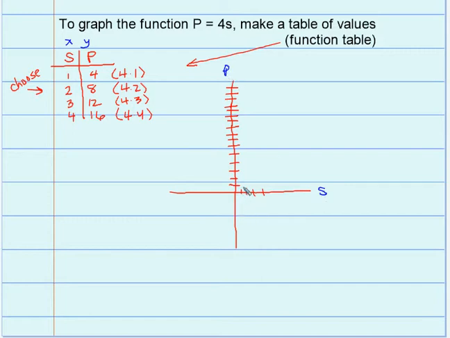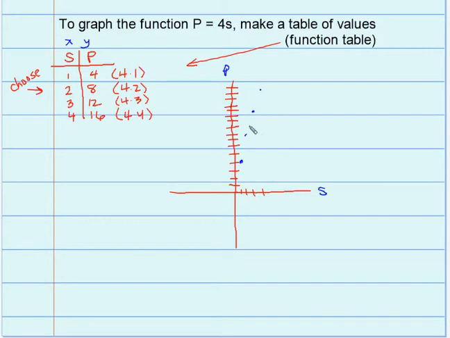So I just plot those ordered pairs: 1, 4; 2, 8; 3, 12; and 4, 16. Okay, so that's a graph, right?